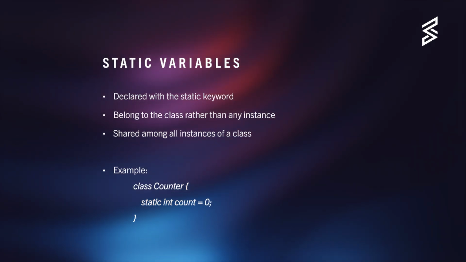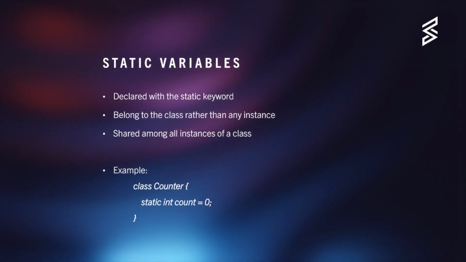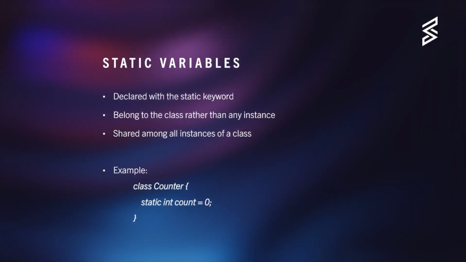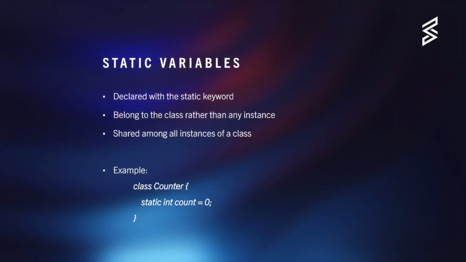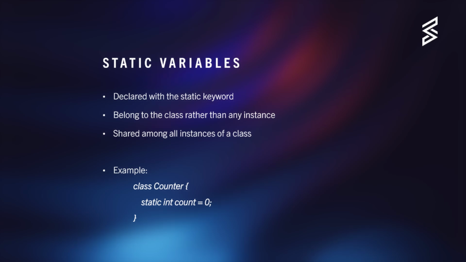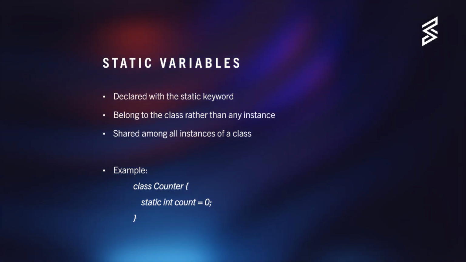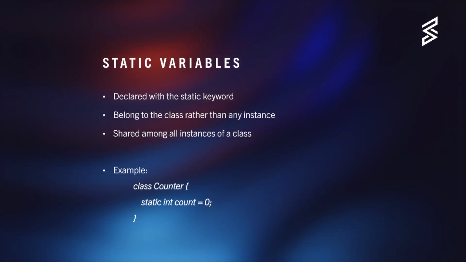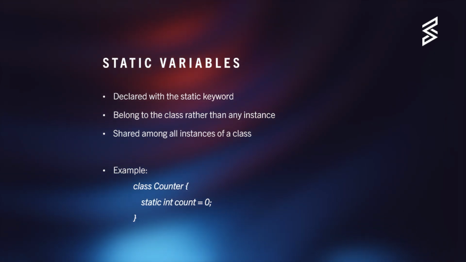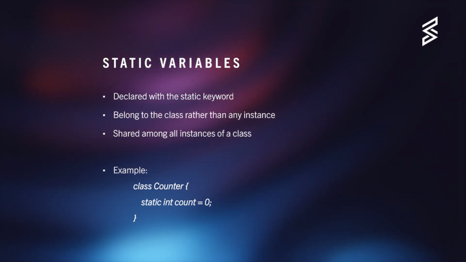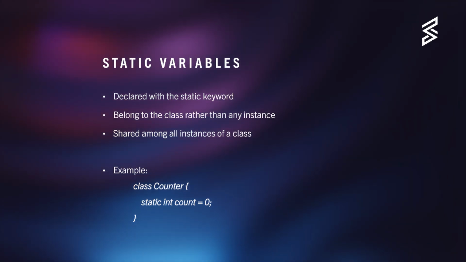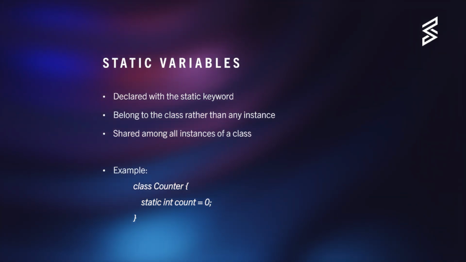Static variables. Static variables belong to the class, not the object. Here is an example. Class Counter which contains a static variable, static int count equals 0. This count variable is shared among all the instances of the Counter class. If one object changes it, all others see the new value. This is useful for keeping track of things like the number of created objects.